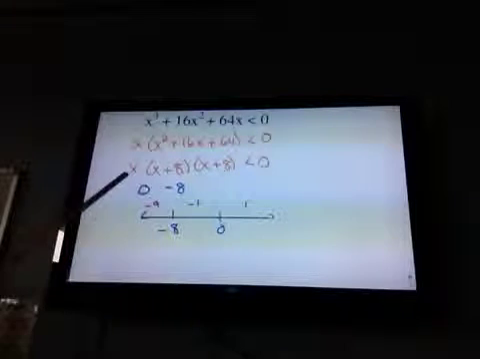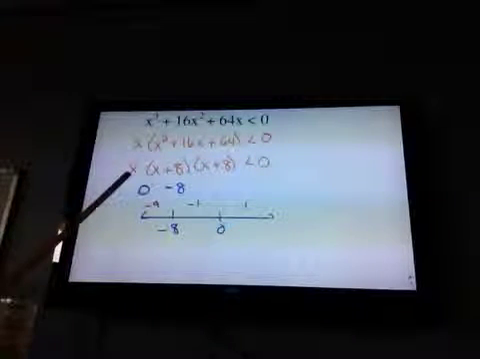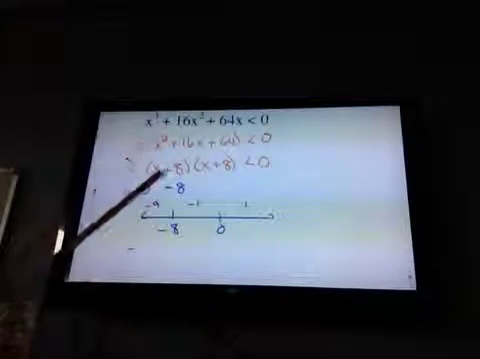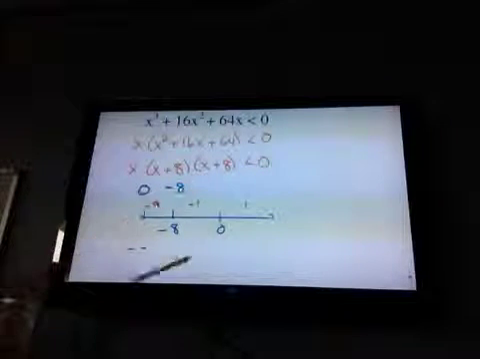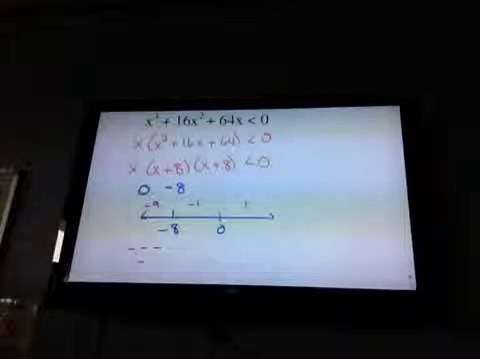Okay, so we put in negative 9. Negative 9 ends up negative, negative 9 ends up negative, negative 9 ends up negative. Negative, negative, negative is negative.